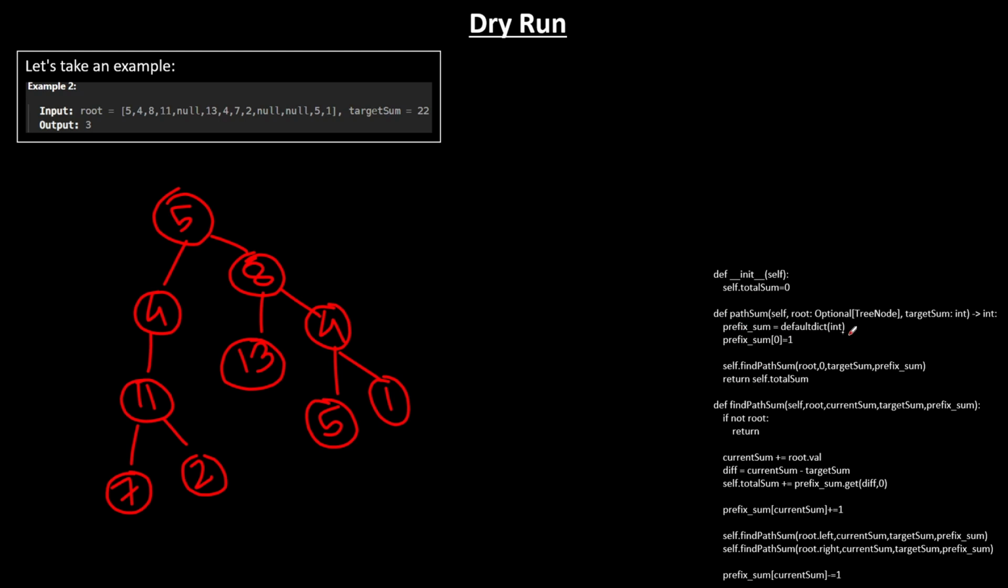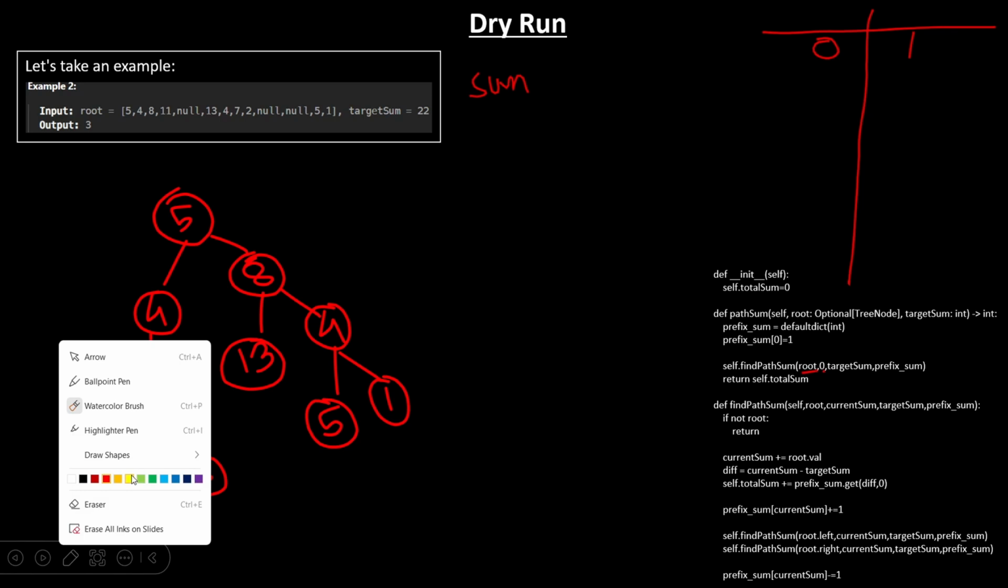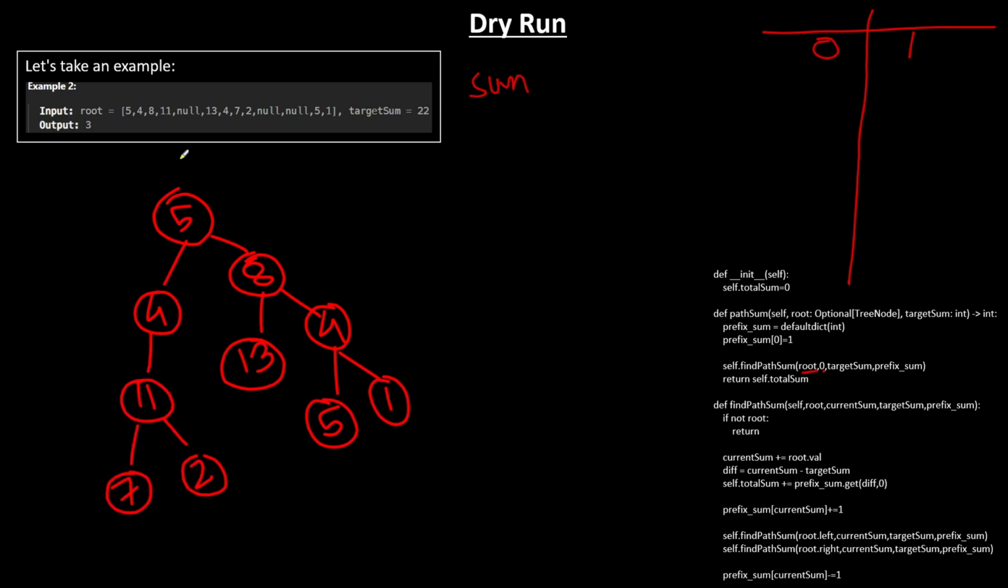So it all starts with the dictionary here. Let me create a dictionary. Now the prefix sum 0 equals 1. Fine. Now I have passed the root, 0 sum, let me create a sum here, and the prefix sum, which is this dictionary, and that's all. Okay. Now if root is not none, okay, we are standing here. Let me take another color. Okay, so we are standing here. Fine. In current sum, we take the current sum value, which is the root value, which is 5.